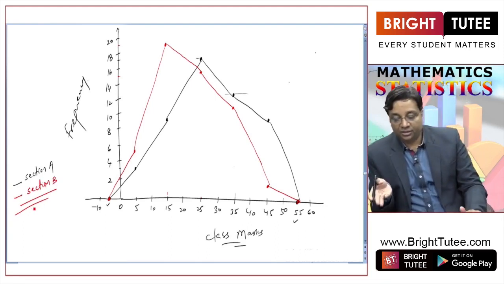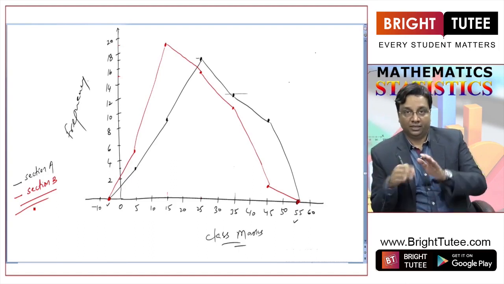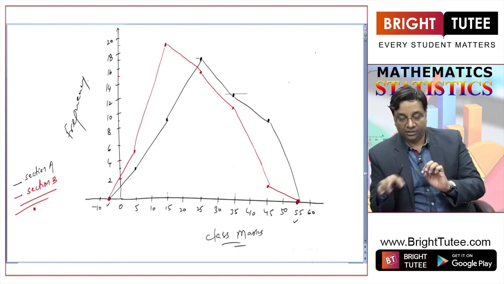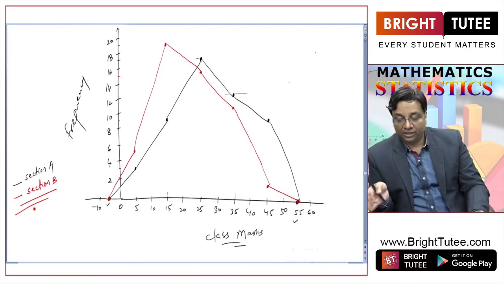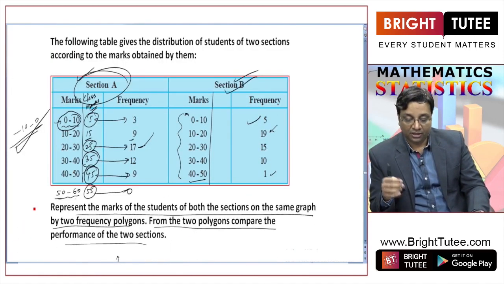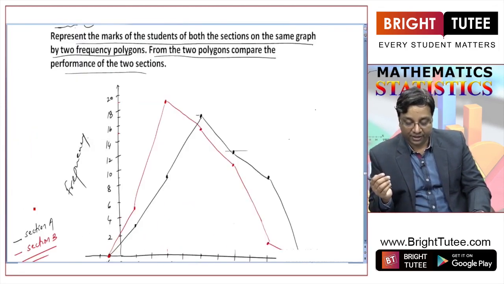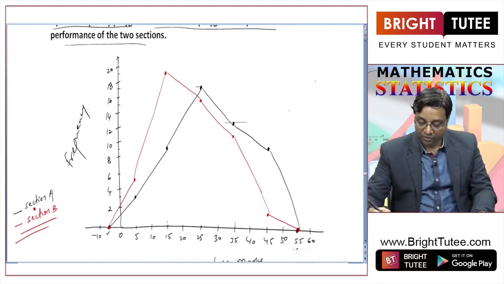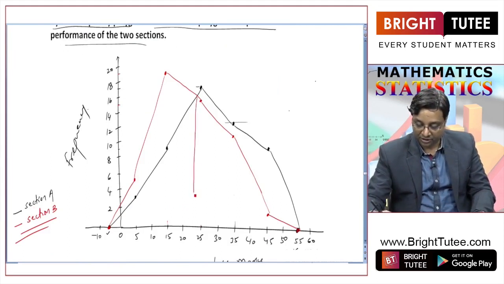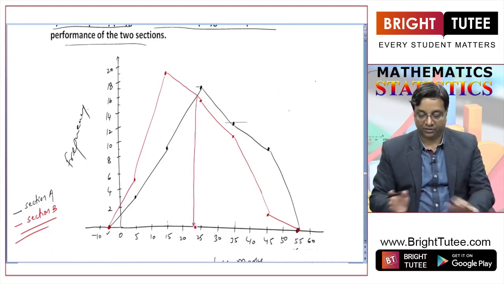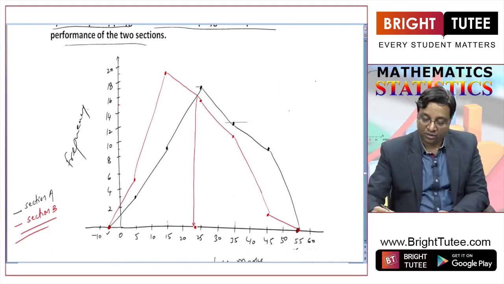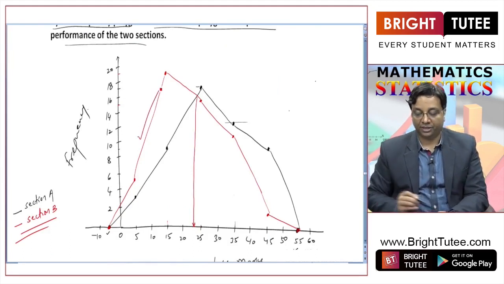Right, now you can see these two graphs on the same graph paper. Okay, these polygons on the same graph. So you can compare the performances. How? Because between 0 to 10 marks, we have got more number of students who are in section B. Between 10 to 20 marks, there are more number of students in section B, right? So up to this much, right, between 20 to 25, there are more number of students who are there in section B.